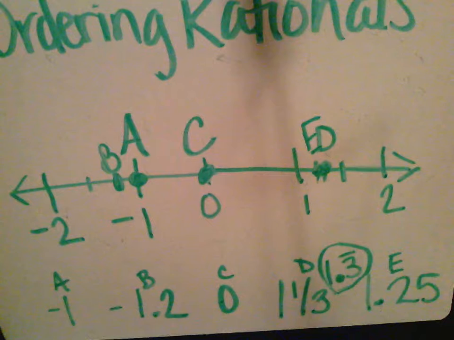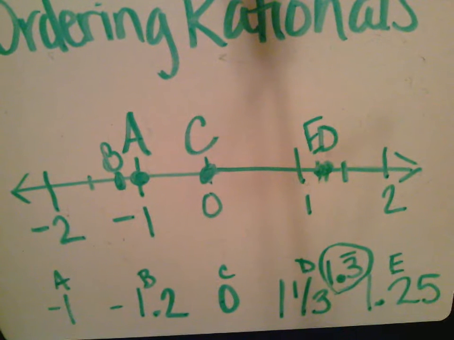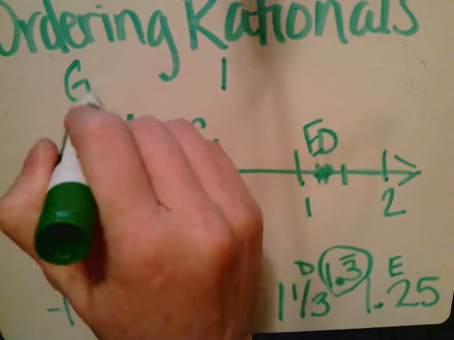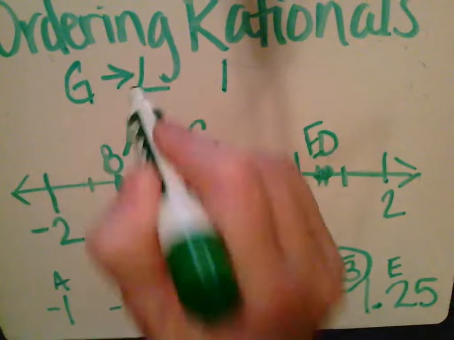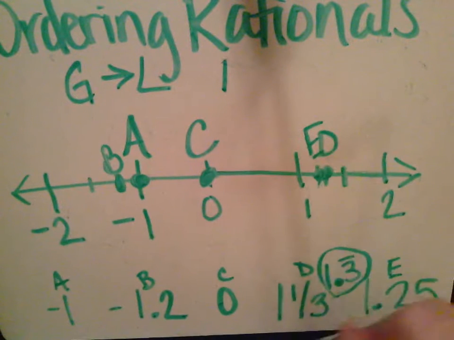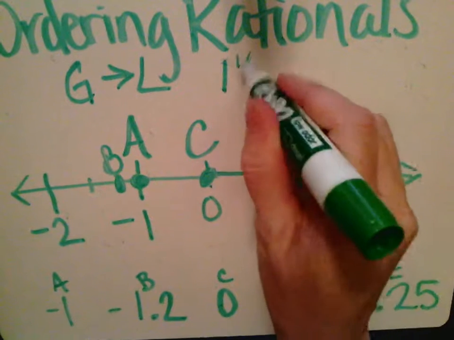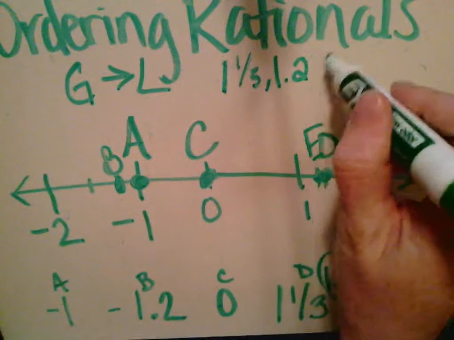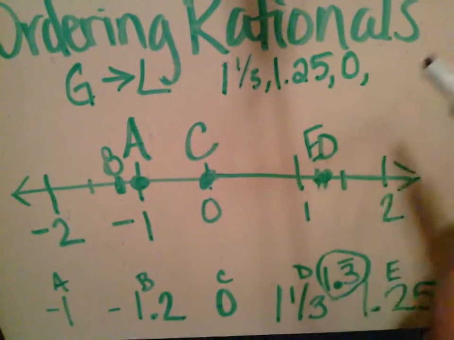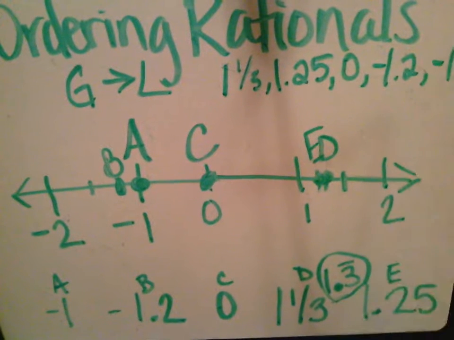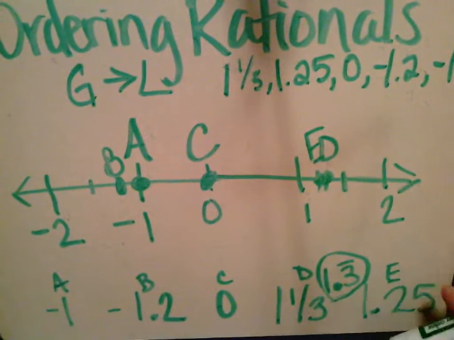Okay. So then if you were labeling these greatest to least, you'll see it labeled like this a lot. You would say, always use the original form, 1 1/3, 1.25, 0, negative 1.2, negative 1. Okay.